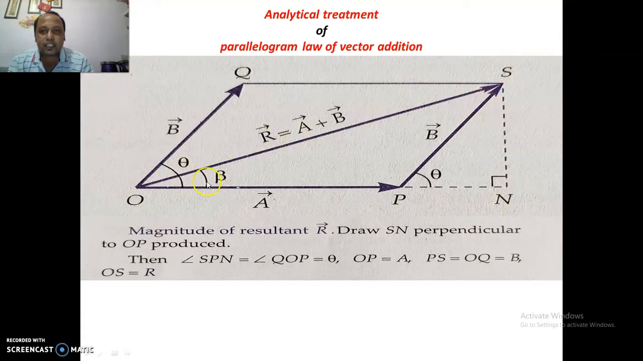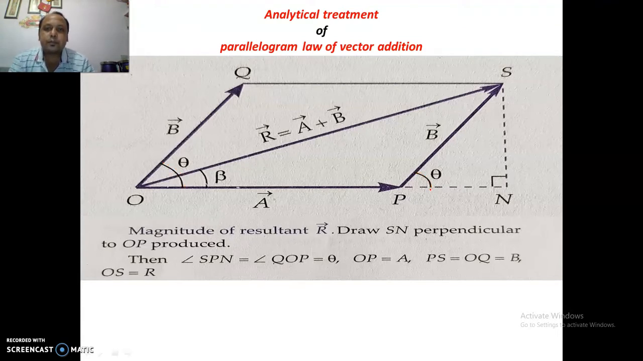Now the angle between the two vectors, vector A and vector B, is given by theta here. You should understand this very clearly. This angle is the angle between vector A and vector B, and vector B is represented by OQ, and PS also represents the same vector B because of the same length and same direction. So you can see that the angle here is also the angle between vector A and vector B, which is theta. Same angle, because both thetas represent the angle between vector A and vector B.